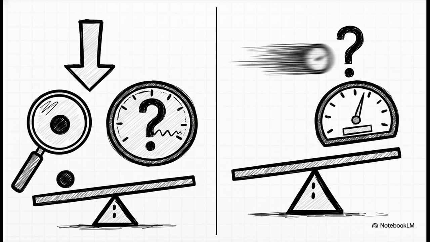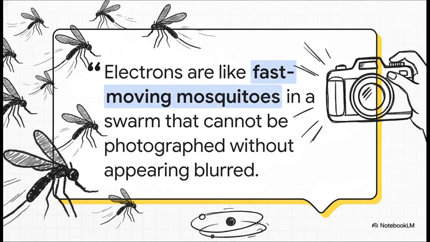The very act of measuring one messes up the other. So that neat little orbit, it was never possible. Here's a fantastic way to think about it. Trying to pinpoint an electron is kind of like trying to take a perfectly clear photograph of one single mosquito in the middle of a frantic swarm. You just can't do it. All you can get is a blur, a general area where the swarm is.